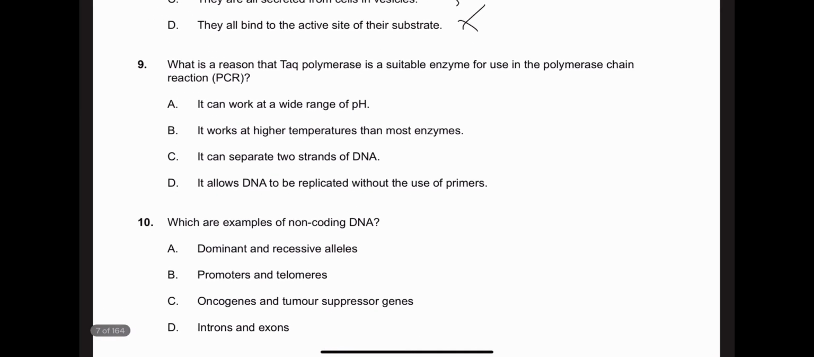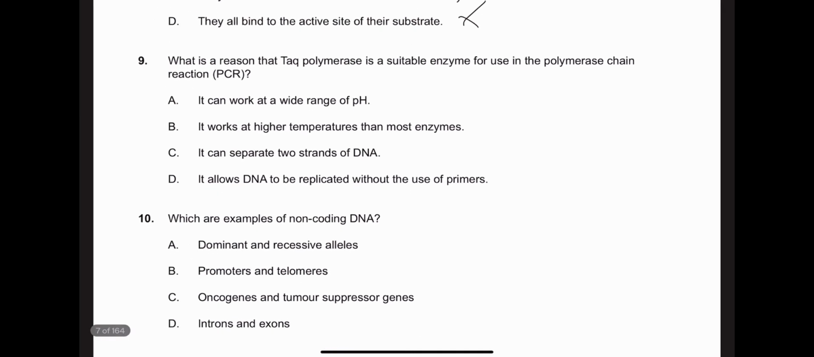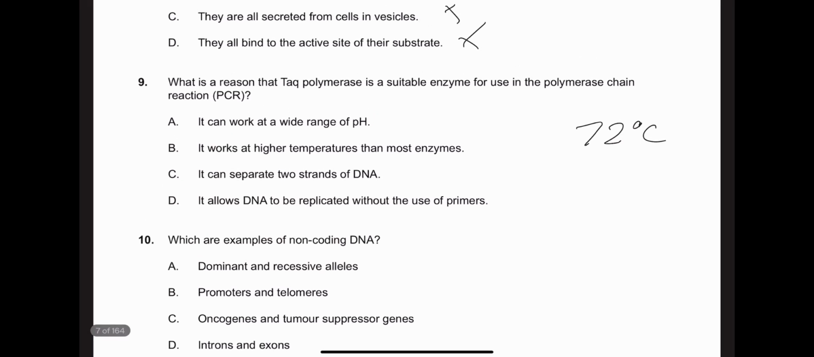Okay, 9. What is a reason that Taq polymerase is a suitable enzyme for use in the PCR, polymerase chain reaction? Okay, so Taq polymerase, you should know, is the enzyme with essentially the same function as DNA polymerase, right? They just take it from a thermophilic bacteria. So we use this enzyme in PCR, at 72 degrees C, during the PCR to basically replicate the strands of DNA.